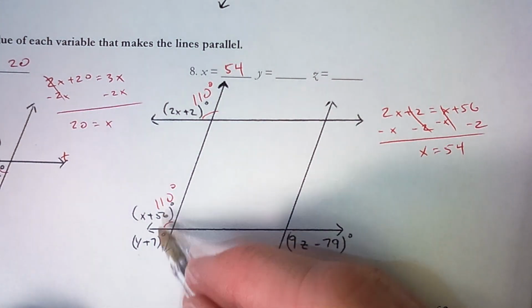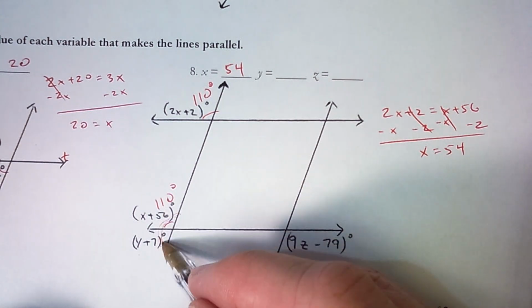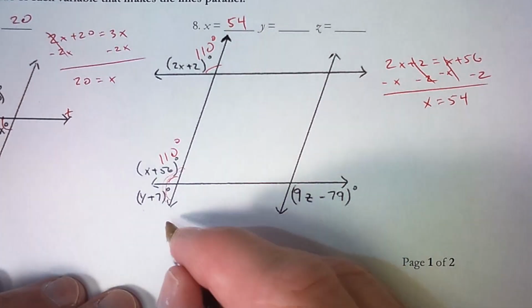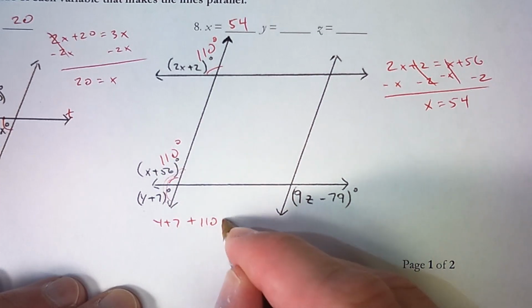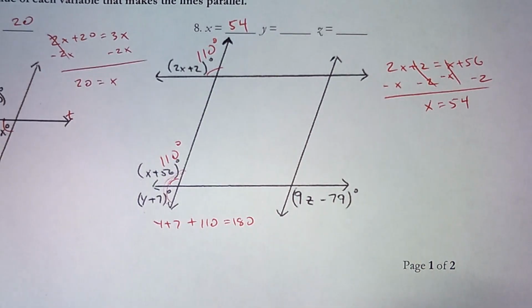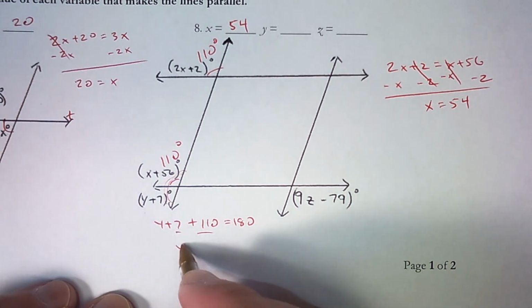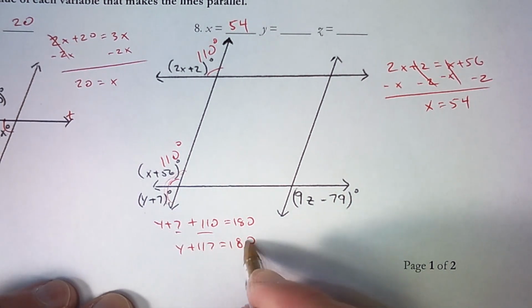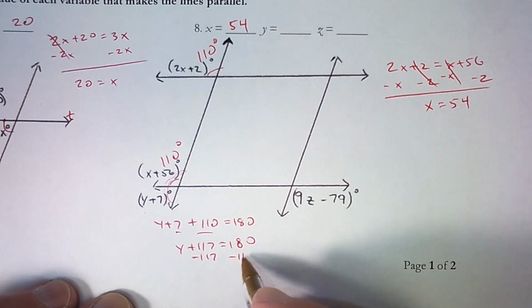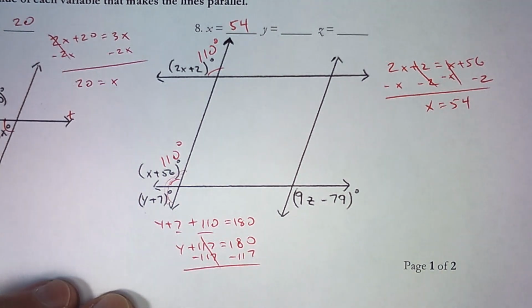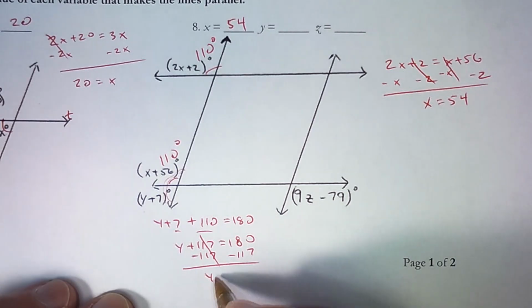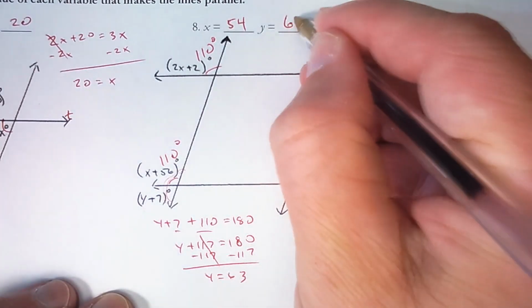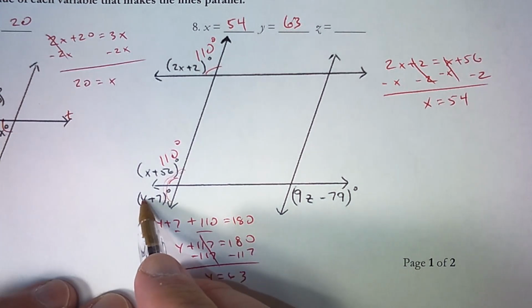Okay, now I've got a linear pair right here. These have to add up to 180. So y plus 7 plus this 110 degree angle must equal 180. So that's y plus 117 is 180. And we will subtract 117. Okay, so 180 minus 117 is 63. So y is 63.